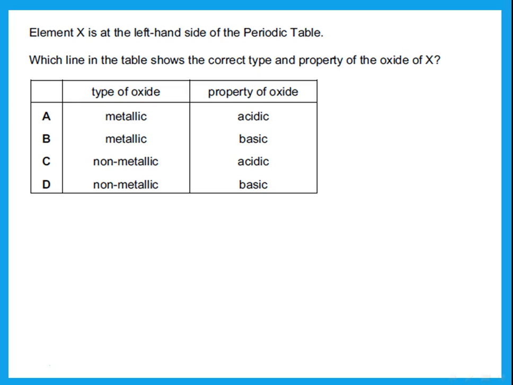Element X is at the left-hand side of the periodic table. Which line in the table shows the correct type and property of the oxide of X? So if X is on the left-hand side of the periodic table, that means it's a metal or a non-metal? That means it's a metal. And the oxides of metals are usually basic, so your answer should be B.